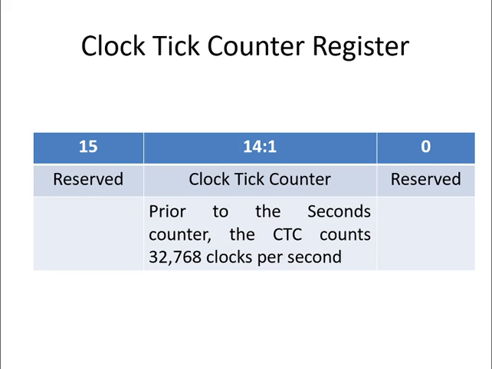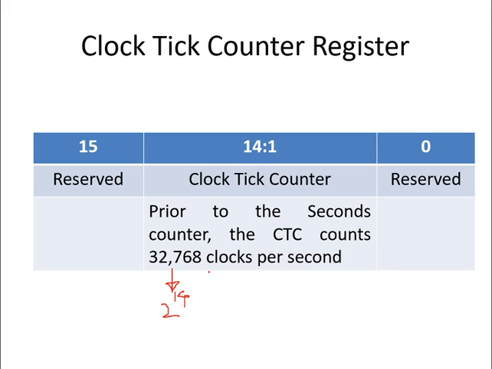Then the next one is the clock tick counter register. In the clock tick counter register, you have bit numbers 1 to 14. So 1 to 14 means a total of 14 bits are there. So it will count 2 raised to 15, that is 32768. That decimal number is equivalent to 2 raised to 15. So 2 raised to 15 means these bits are present in this clock tick counter.